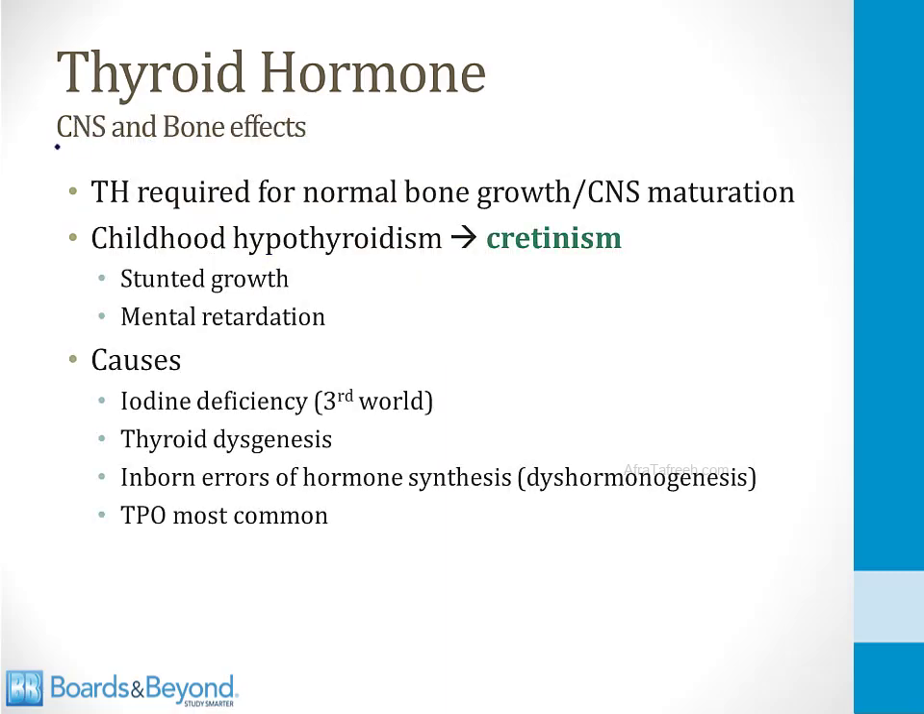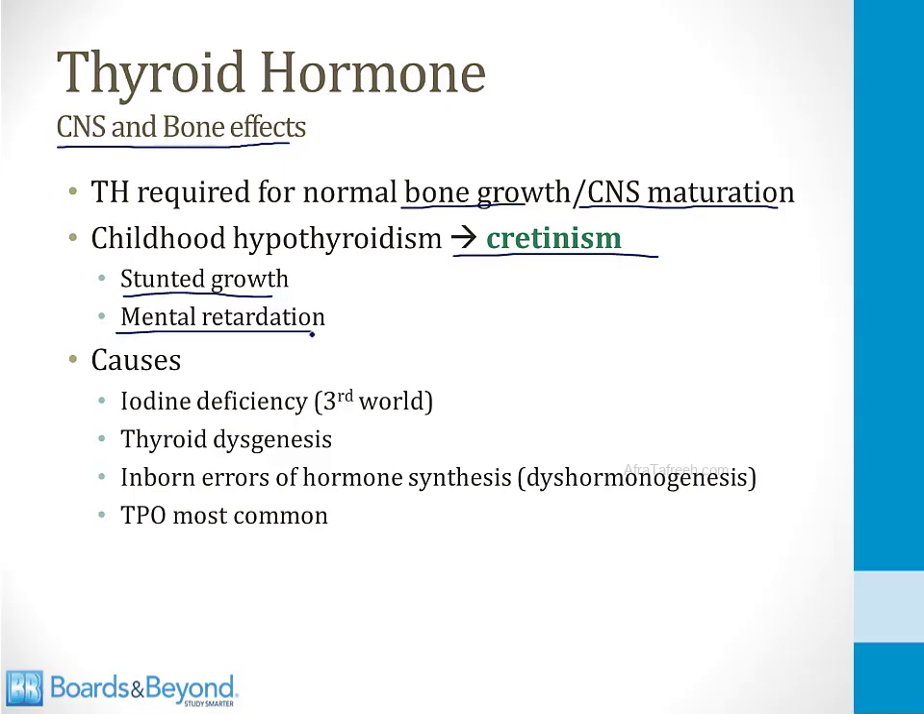Thyroid hormone also has important CNS and bone effects. You need thyroid hormone for normal bone growth and CNS maturation. This means that children who develop hypothyroidism can develop a very severe developmental syndrome called cretinism. These children have stunted growth and mental retardation, all from lack of thyroid hormone as they are developing.